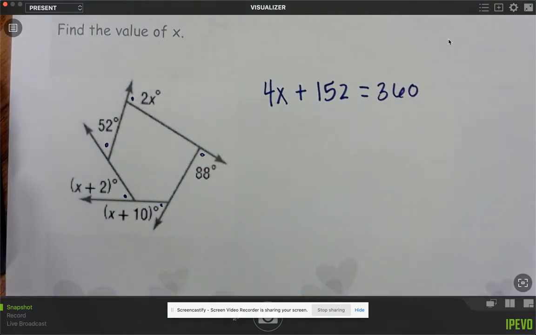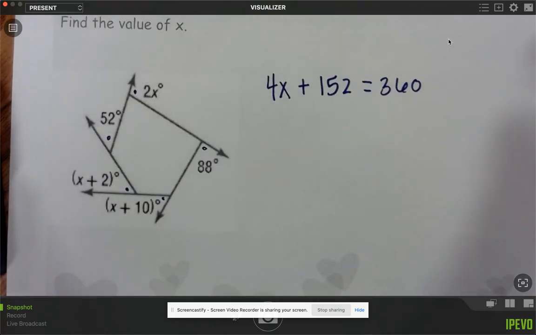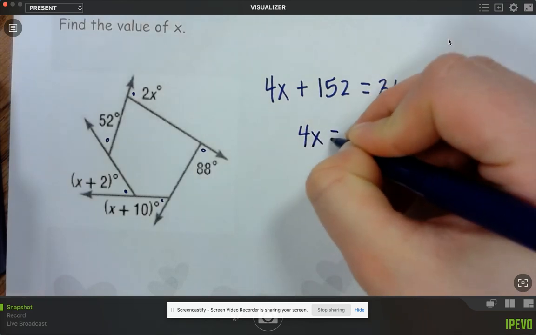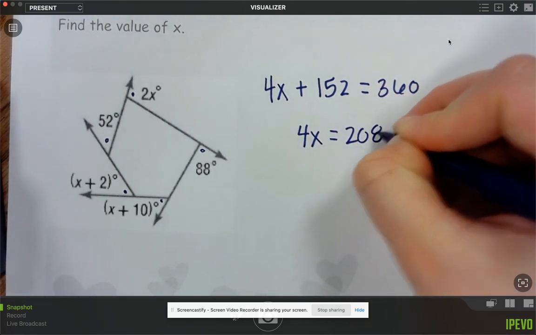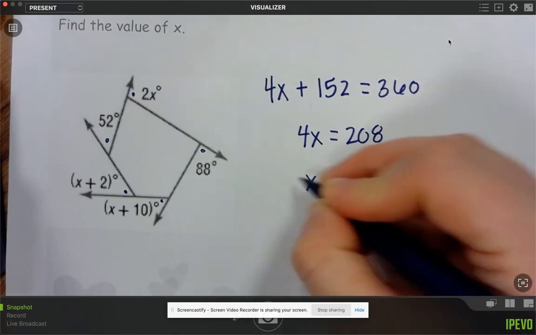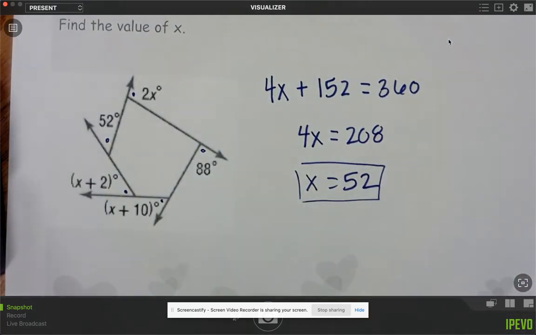And now we have a very simple linear equation to solve. Subtract over your 152. We're going to get 4x equals 208. Divide by 4, x equals 52. That's it, folks. Not any more complicated than that.